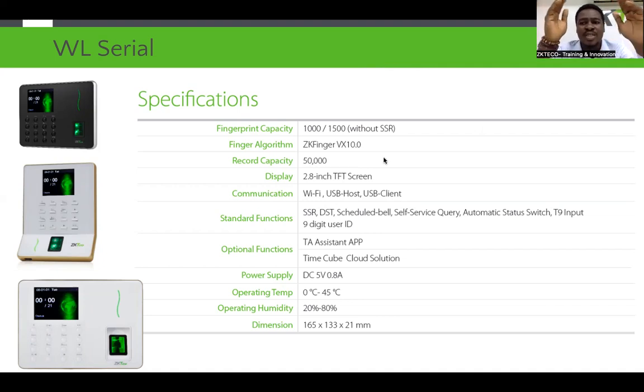The unique distinction is that the black WL series comes with Wi-Fi functionality, and it comes with ADMS-enabled functionality. By ADMS, I mean it comes with cloud server settings whereby you can integrate the device itself with our cloud-based software, which is BioTime Africa. I'm sure most of us know BioTime Africa. You can also integrate it with BioTime. That is the black, not the white. So that's where the unique distinction comes from.